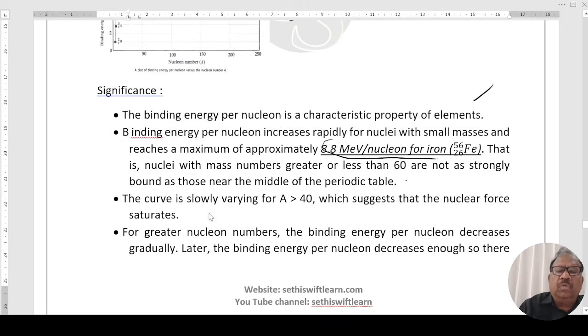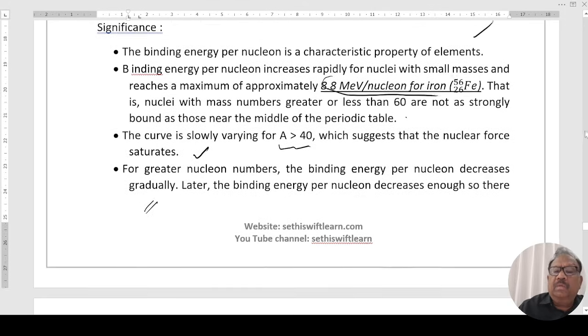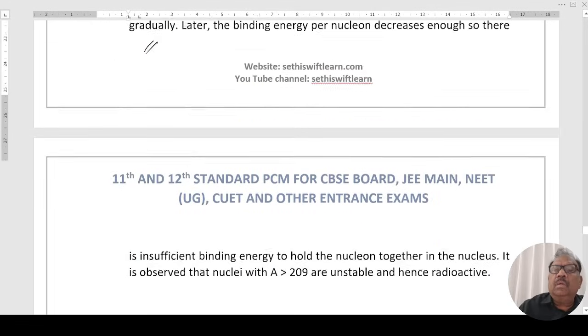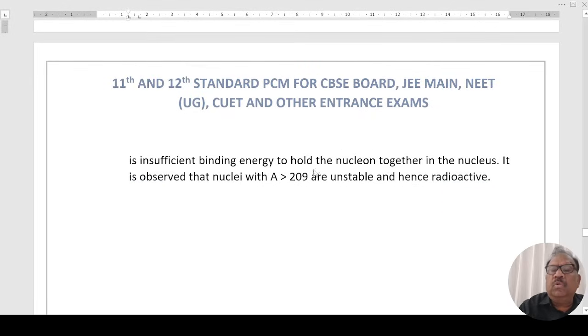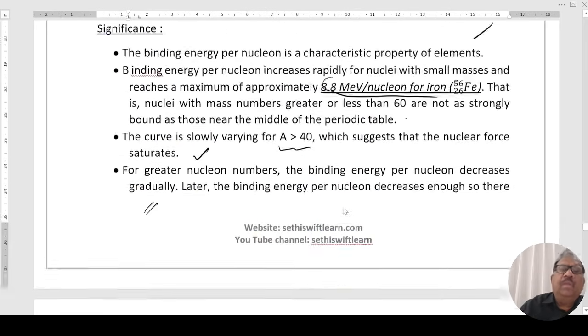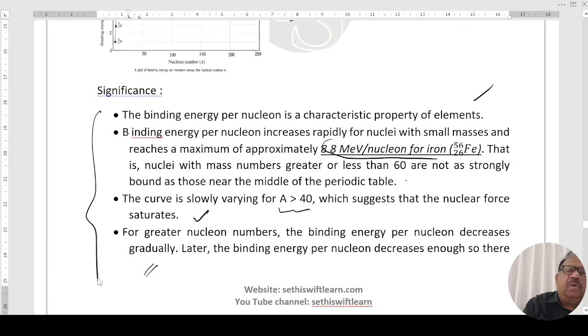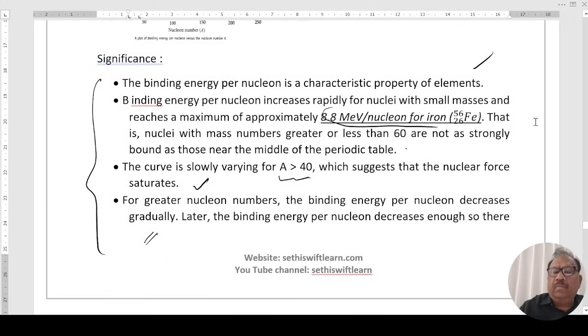The curve is slowly varying for A greater than 40, which says that the nuclear forces saturate. For greater nucleon numbers, the binding energy per nucleon decreases gradually. Later, the binding energy per nucleon decreases enough that there is not enough binding energy to hold the nucleons together. It is observed that nuclei with large A are unstable and hence radioactive. This is regarding the significance of the binding energy curve. Right? Next question.